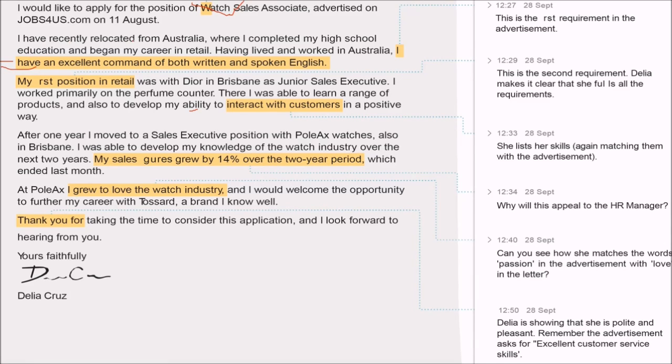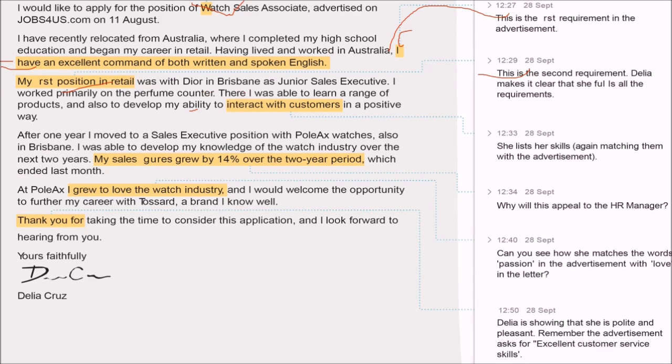I have recently relocated from Australia, where I completed my high school education and began my career in retail. Having lived and worked in Australia, I have an excellent command of both written and spoken English. This is the first requirement of the advertisement. My first position in retail. So this is the second requirement. Delia makes it clear that she fulfills all the requirements.